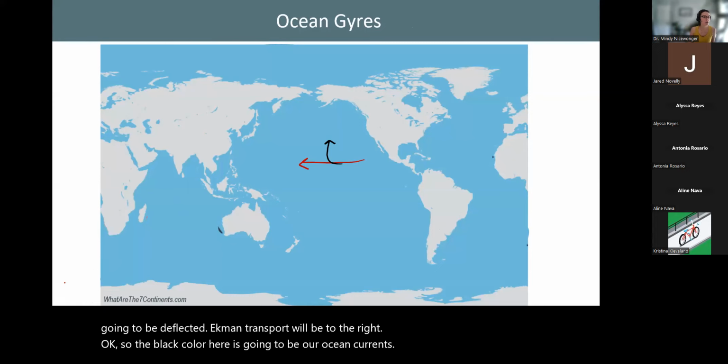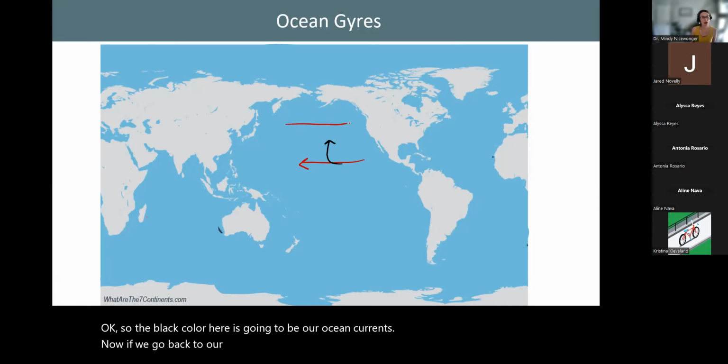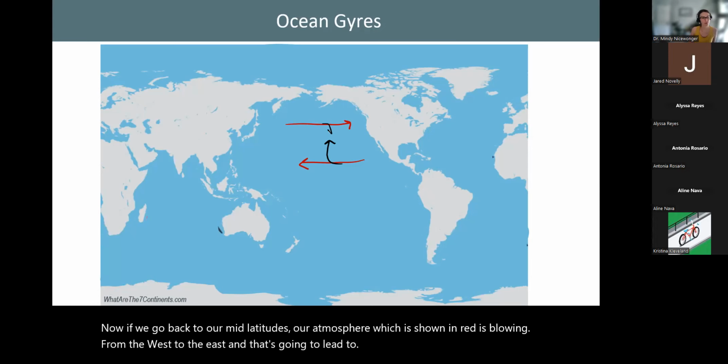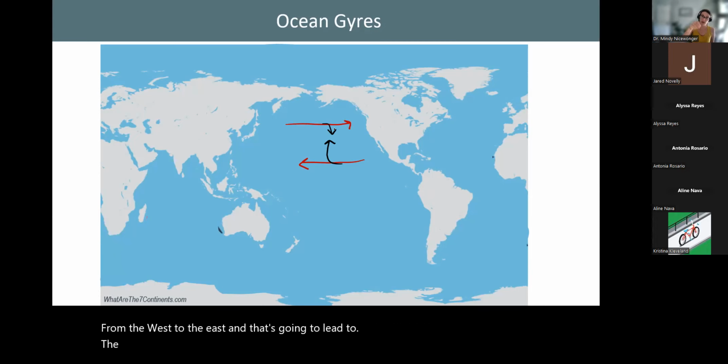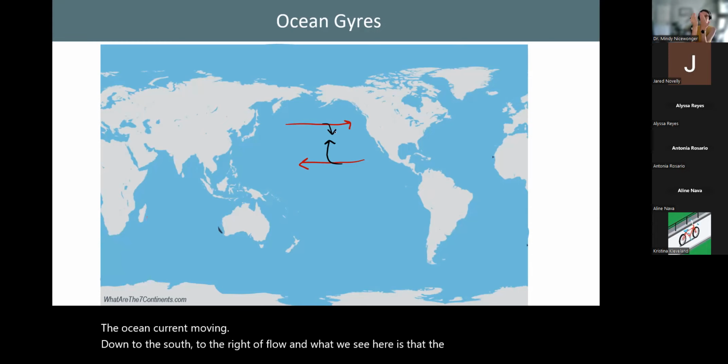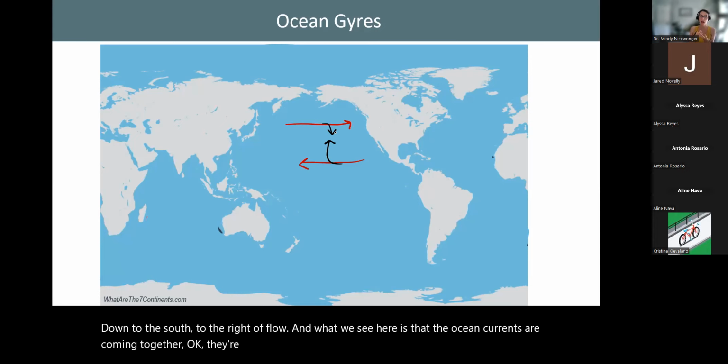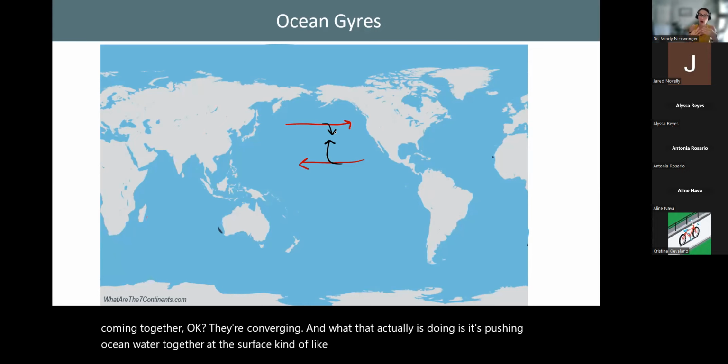Now, if we go back to our mid latitudes, our atmosphere, which is shown in red, is blowing from the west to the east, and that's going to lead to the ocean current moving down to the south, to the right of flow. And what we see here is that the ocean currents are coming together. Okay, they're converging. And what that actually is doing is it's pushing ocean water together at the surface, kind of like piling the water up a little bit.